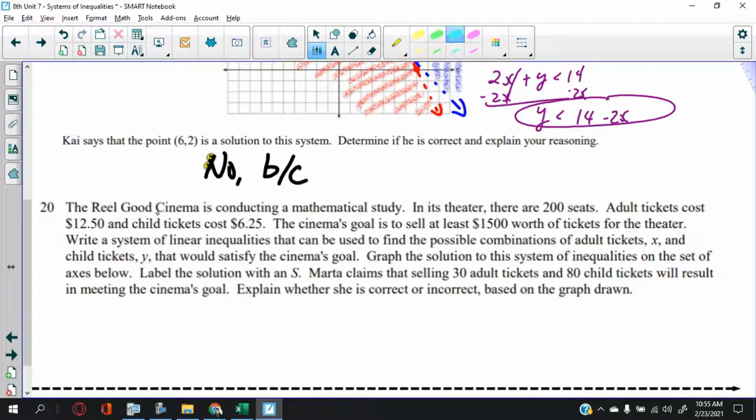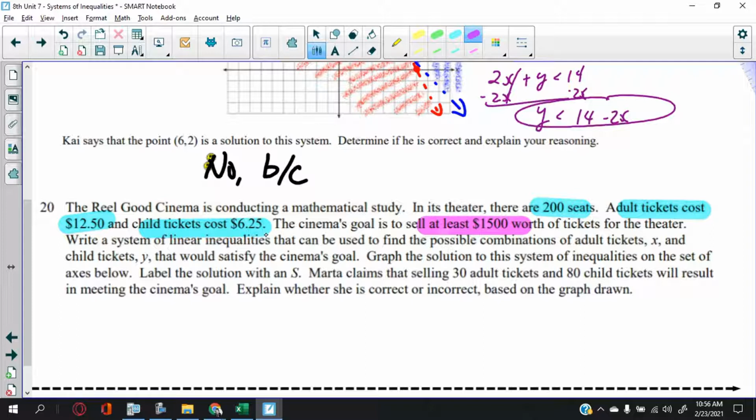The Real Good Cinema is conducting a mathematical study in the theater. There are 200 seats. Adult tickets cost $12.50. Kids tickets cost $6.25. What's the other thing they want to know? The cinema wants to sell at least $1,500 worth of tickets for the theater. Write a system of inequalities that can be used.